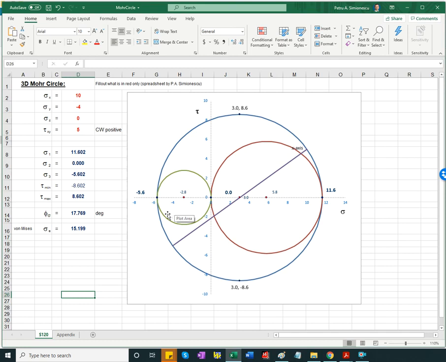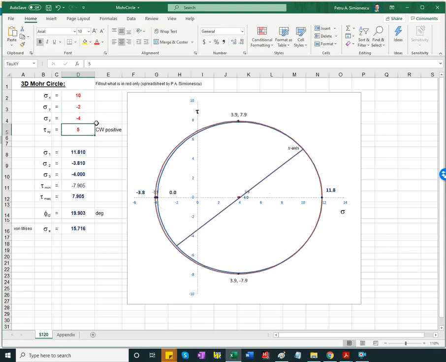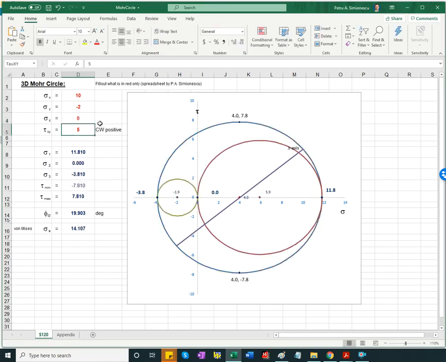We can do also with the spreadsheet sample problem 4.6. So I have 10, I have negative 2, and I have negative 4. So one more time, I have 10. No, this is 0. Sorry, and this is negative 4.